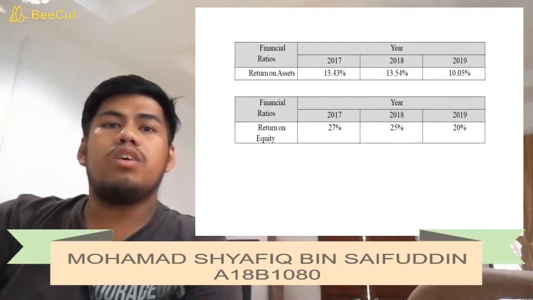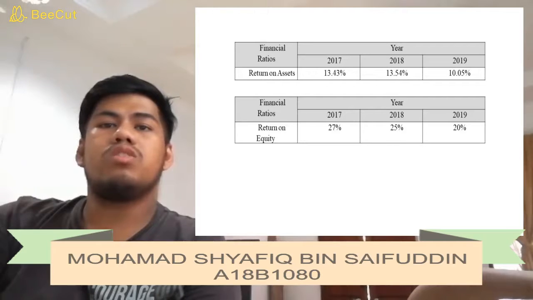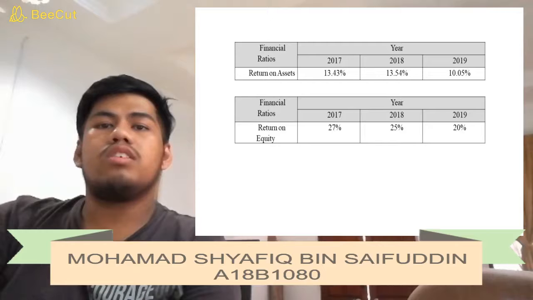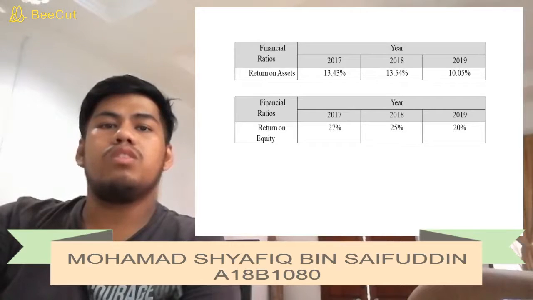Return on equity decreased slightly from 27% in year 2017 to 20% in year 2018. Unfortunately, the ratio declined sharply to 20% in year 2019 as compared to 25% in year 2018, probably because the company failed to generate returns based on the shareholders' investment in the company.